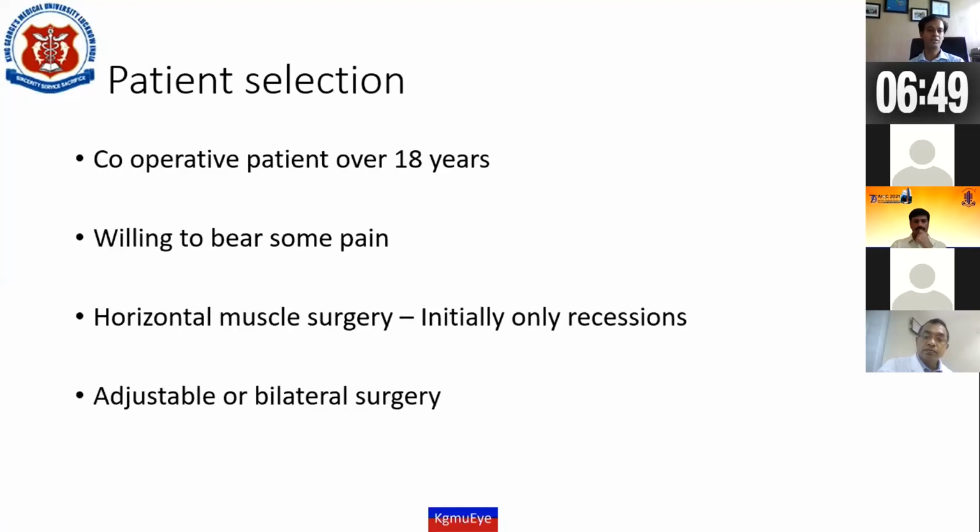Regarding the patient, it should be a cooperative patient, preferably over 18 years of age, and should be willing to bear some pain. You can't promise a painless strabismus surgery when you are performing surgery under topical anesthesia. It should be limited to horizontal muscle surgeries and initially only recessions, because a greater amount of manipulation is involved in resection surgery, which can be uncomfortable. And whenever you are performing adjustable or bilateral surgery, it has a clear advantage.